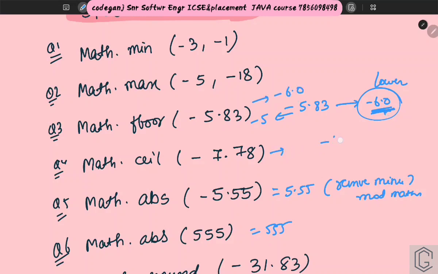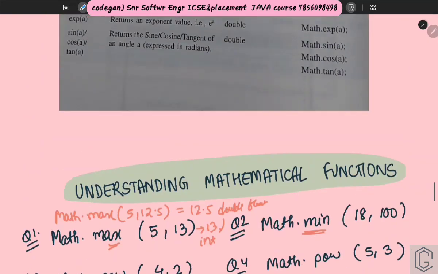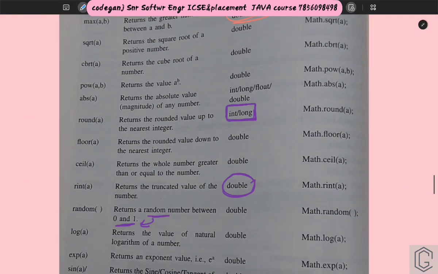Ceil will give you what? Minus 7.78 lies between minus 8 and minus 7, so it will give you the higher value, so it will give you minus 7.0. Am I clear? Great. So this was all about mathematical functions. You will get one question from here for sure.